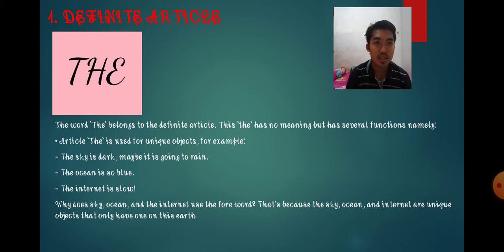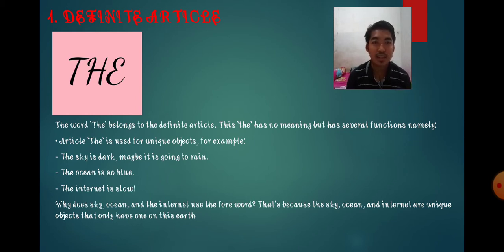This "the" has no meaning but has several functions, namely: first, the article "the" is used for a unique object. For example, the sky is dark. Maybe it is going to rain. Then, the ocean is so blue. And the next, the internet is slow.